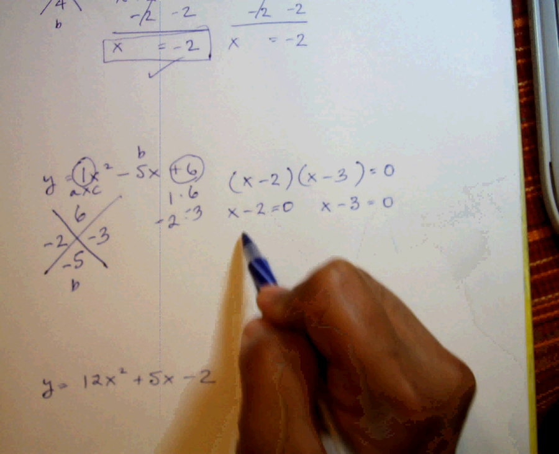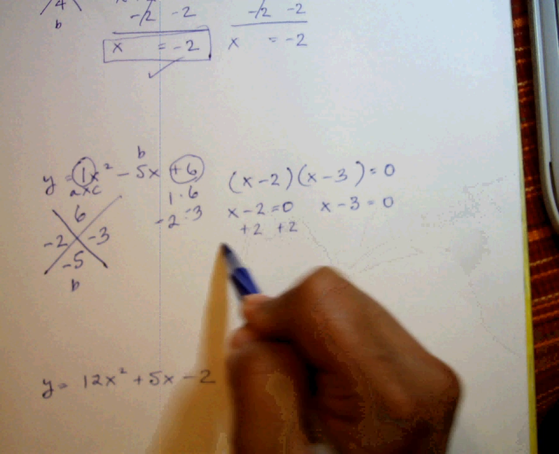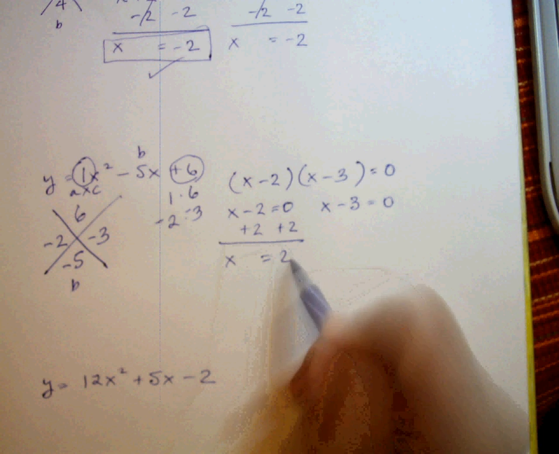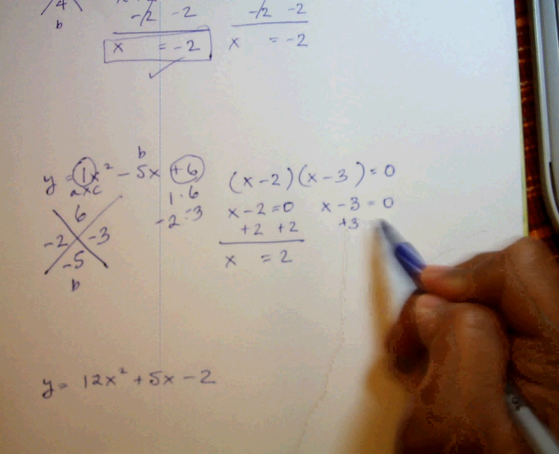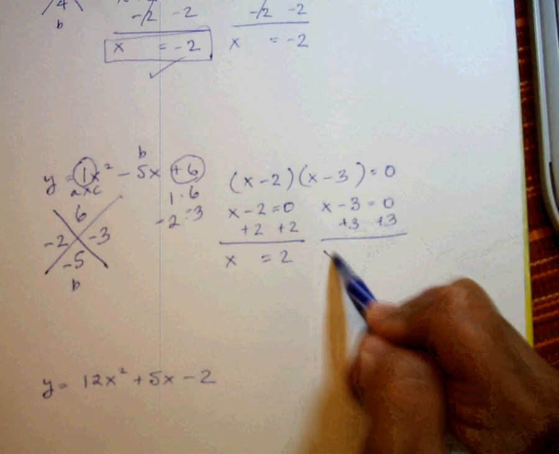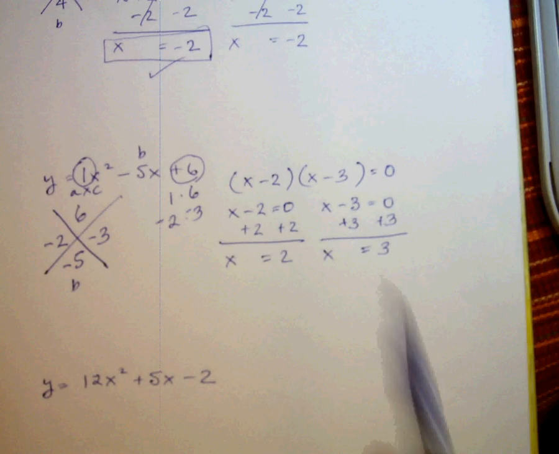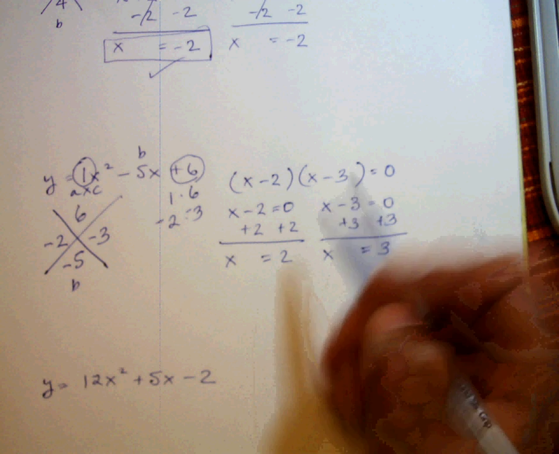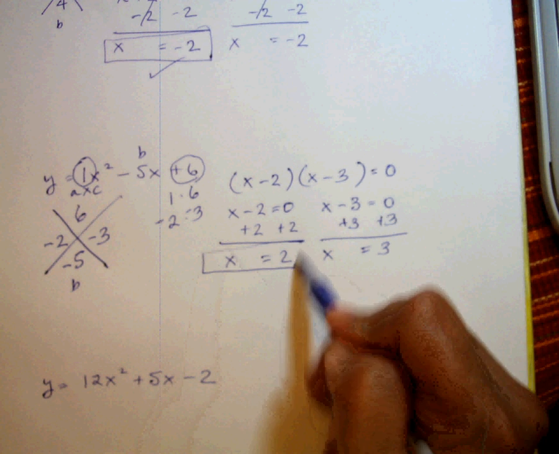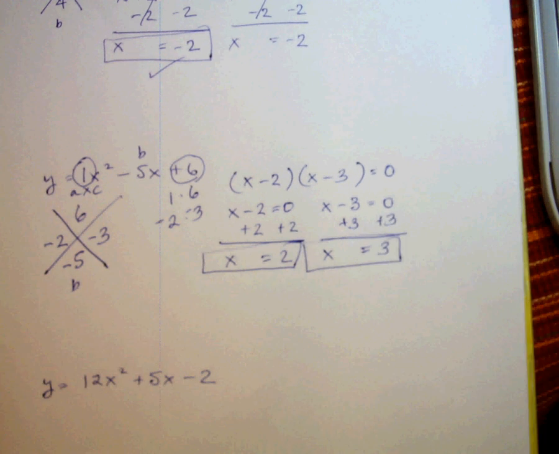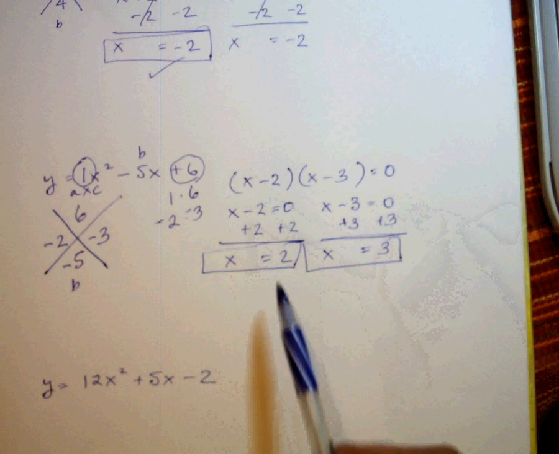Plus 2, x equals 2. And then the other one, plus 3, x equals 3. So I have two different x values. That means if you graph your parabola, these two are going to cross the x-axis. Or the actual parabola is going to cross at these two places on the x-axis.